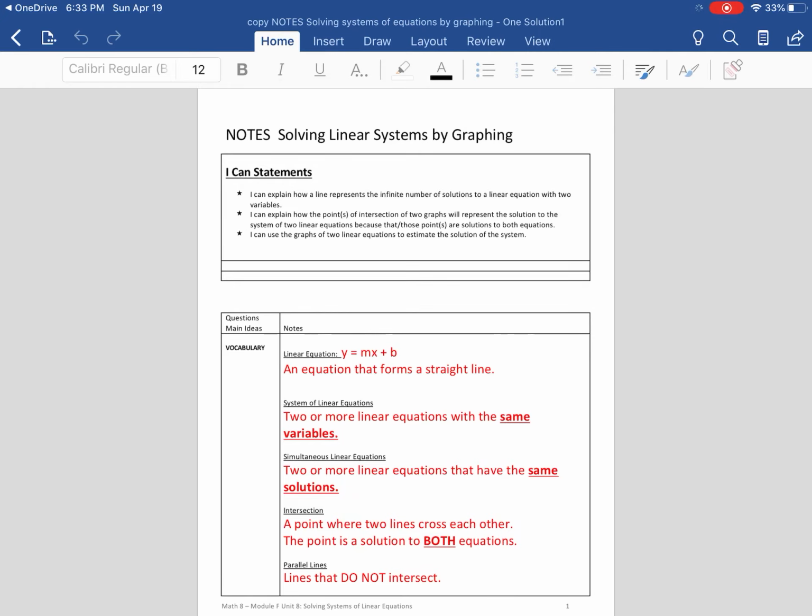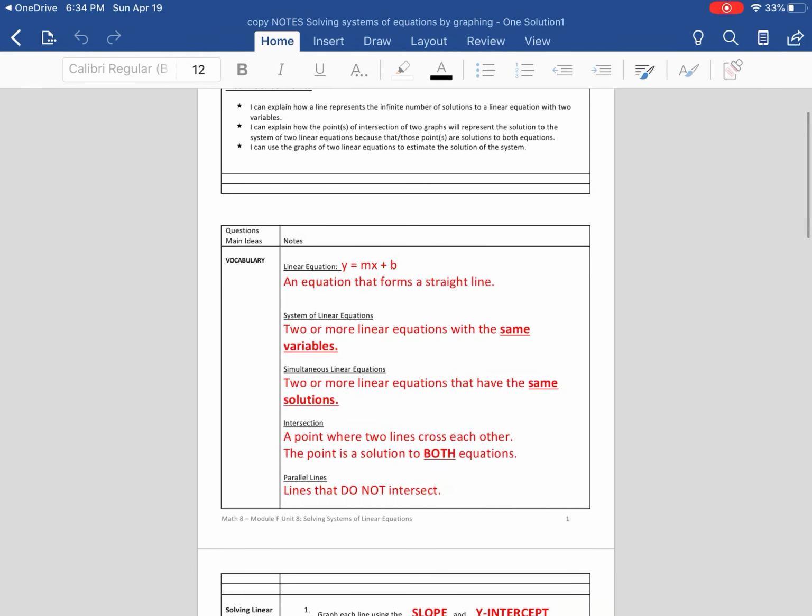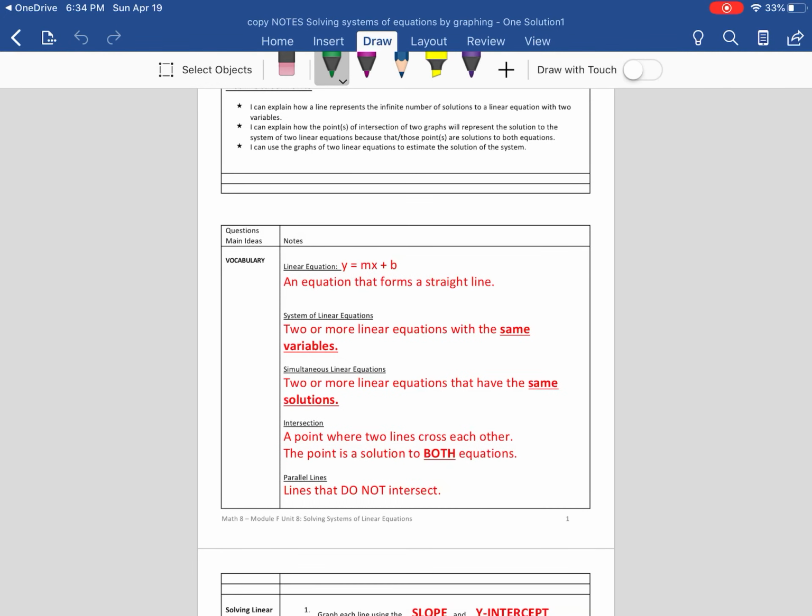All right, now that you've got practice under your belt for how to graph a linear equation, you are able to do that. Take that knowledge now and apply it. We're starting Unit 8. And the first day that we're going to be going over is solving linear systems by graphing.